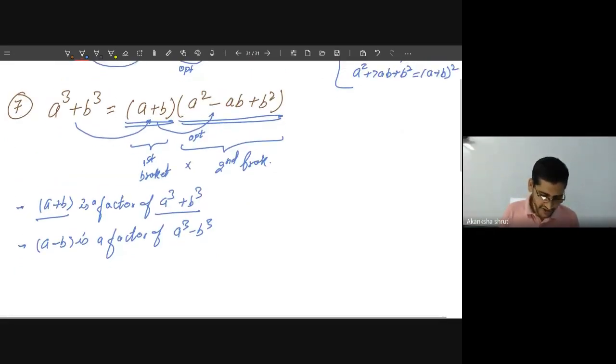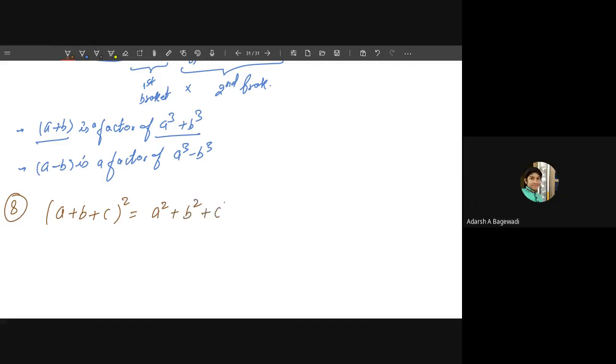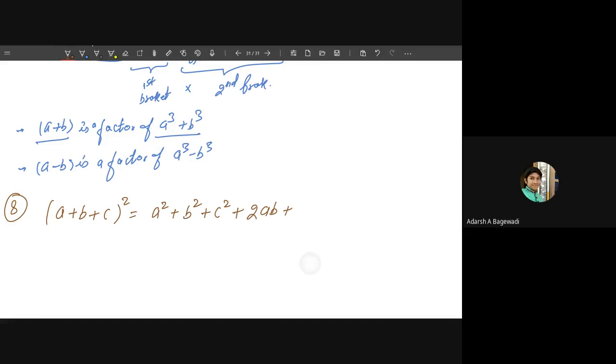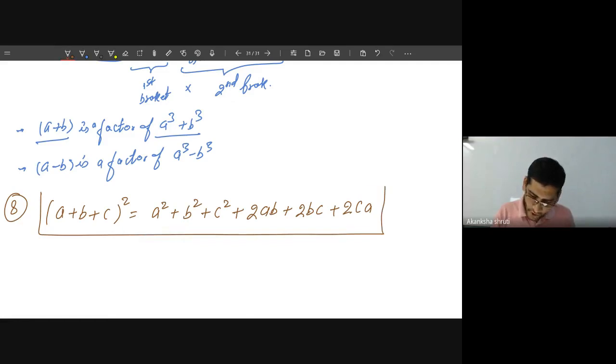Let us go for the other identity. The eighth one. If we have a plus b plus c whole square, then the identity is a square plus b square plus c square, and take 2 and together ab, the pair a and b. Then 2, the next pair is b and c. The next pair is 2, c and a. So write a and c or c and a, both mean the same. You can even obtain this by simply multiplying the two brackets.